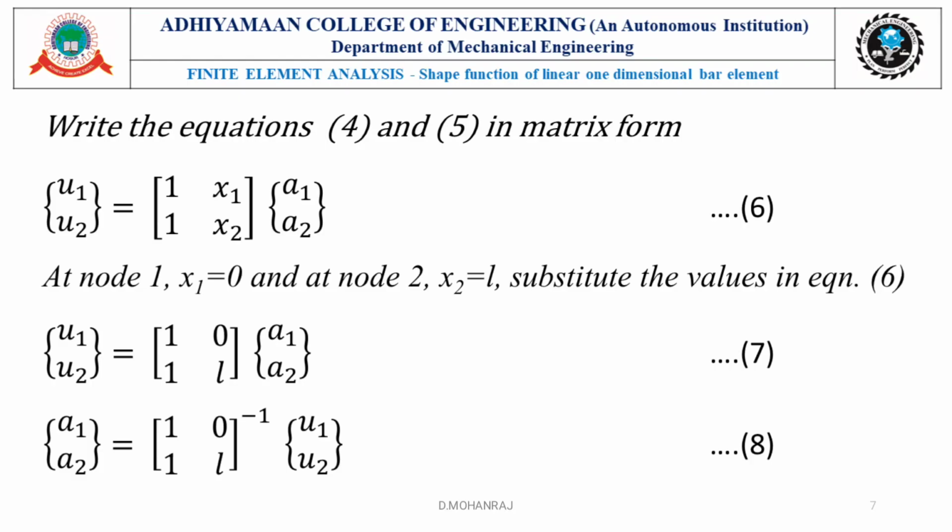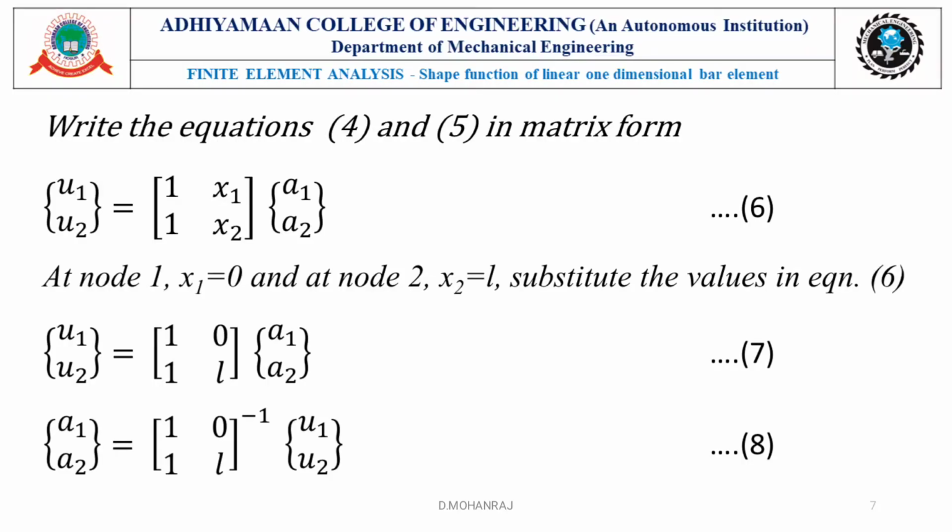So here we need to find the unknowns, that is a1 and a2. For that we need to substitute the coordinate values at nodes 1 and 2. At node 1 the x1 value is 0 and at node 2 the x2 value is L. Now we substitute these two in equation 6, and it reduces to [u1 u2] is equal to the 2 cross 2 matrix [1 0; 1 L] multiplied by the unknown vector [a1 a2].